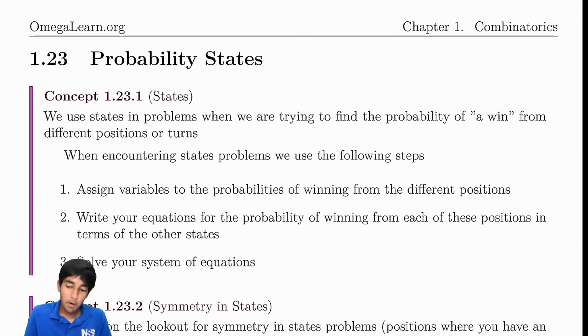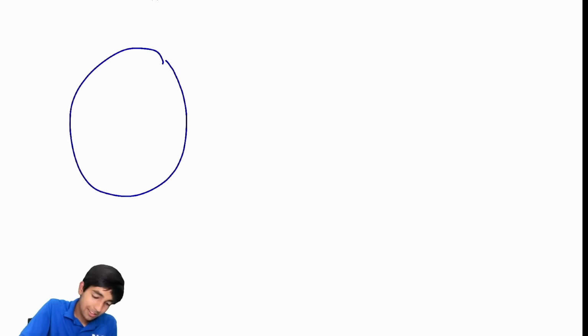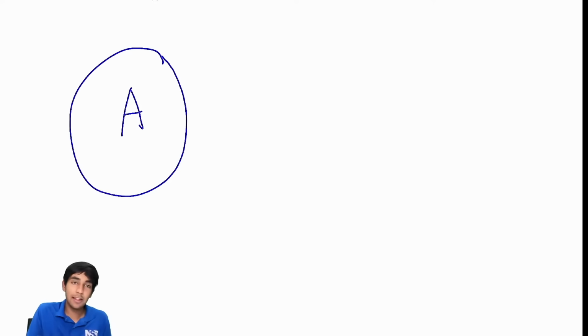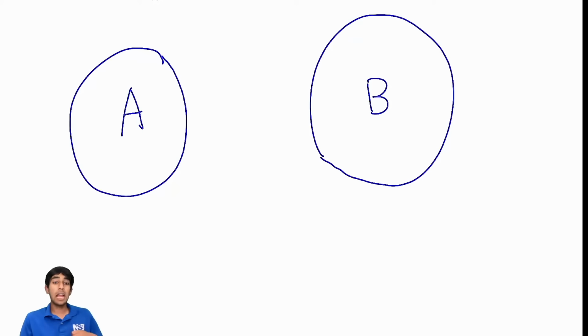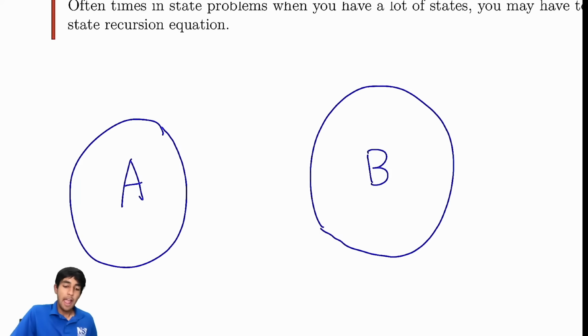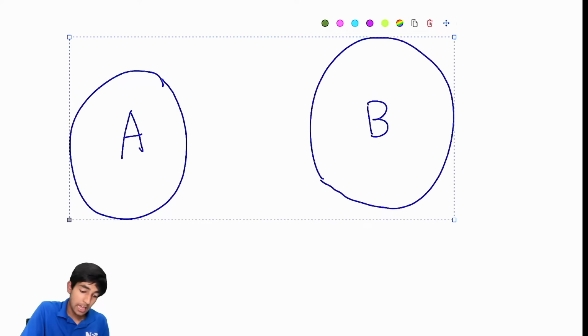And now we're going to talk about probability states, which is, I think, our last topic. To do this, rather than reading a very boring instruction manual, let me just show you an example. Let's say we have this state A, and then we have this state B. Let's say there are 2 players, player A and player B, and we're trying to find the probability player A wins the game.